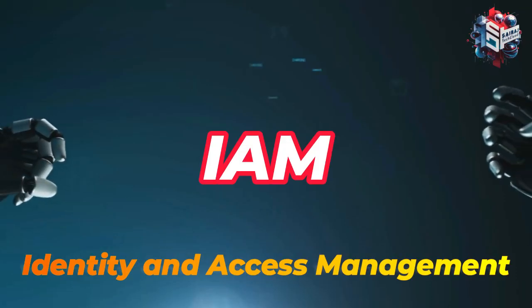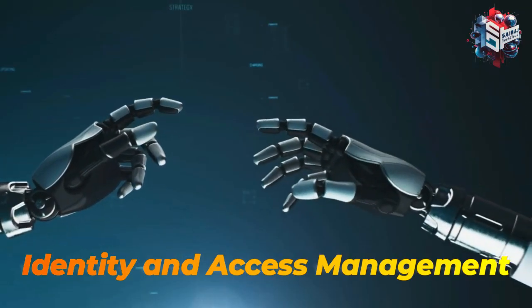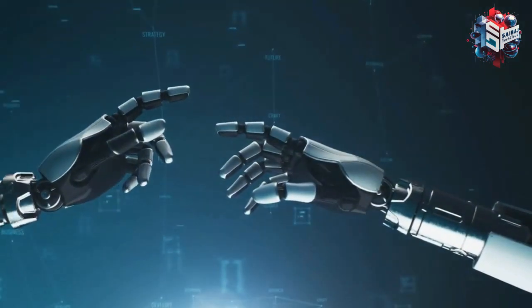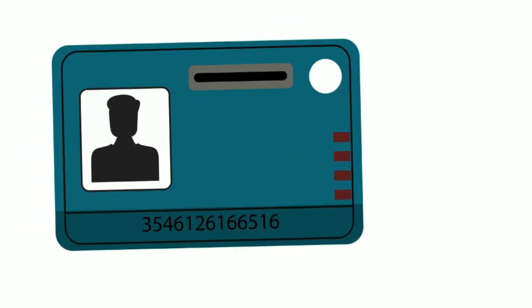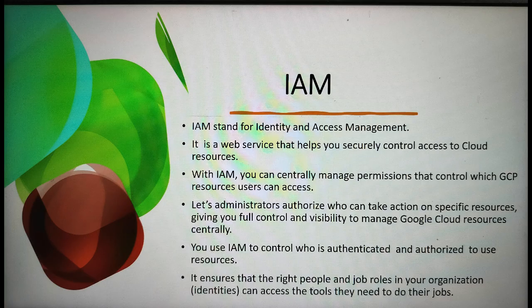In Google Cloud Platform, IAM stands for Identity and Access Management. IAM is a centralized system for managing access control to GCP resources. It enables you to control who has access to specific resources and what actions they can perform on these resources. With IAM, you can manage permissions for individual users, service accounts, and groups.